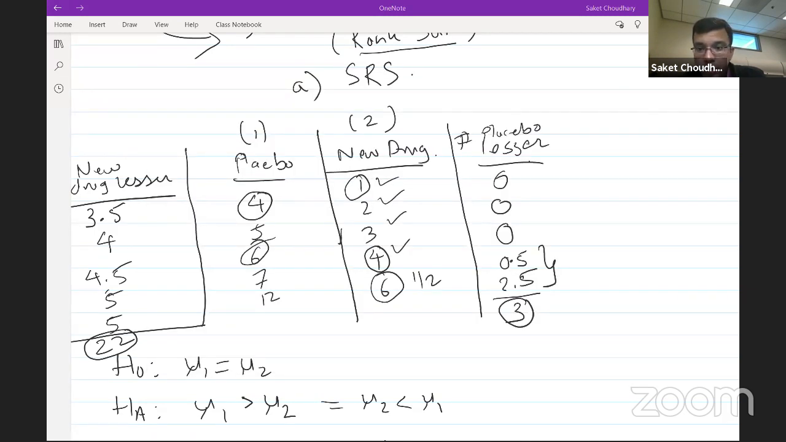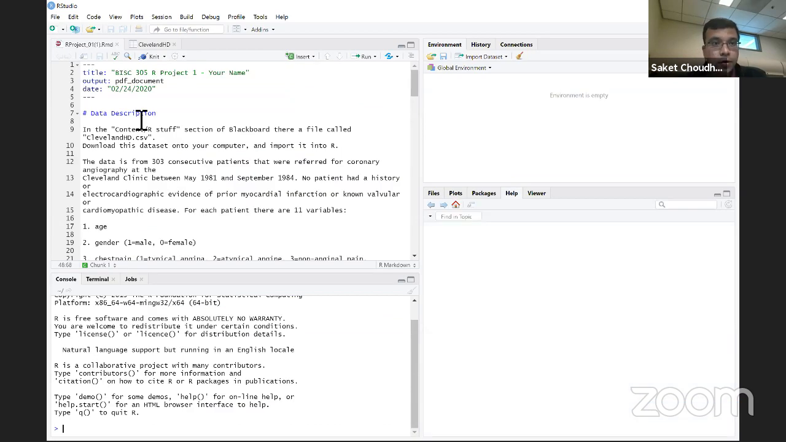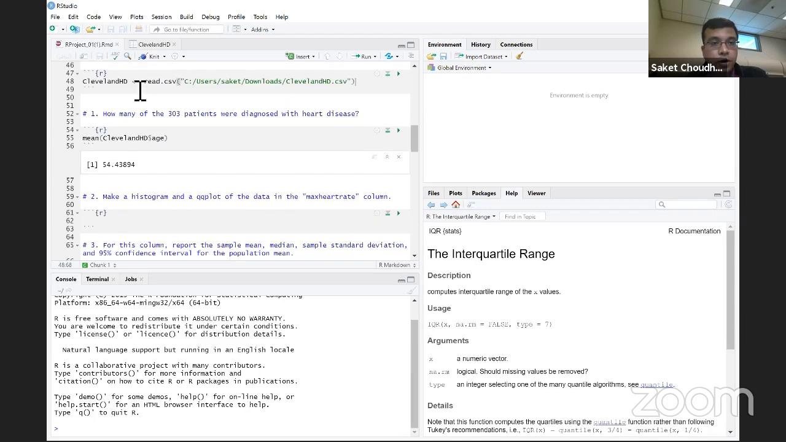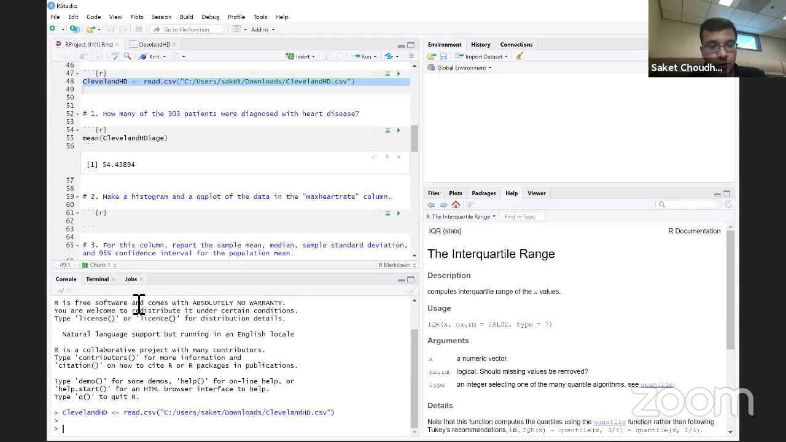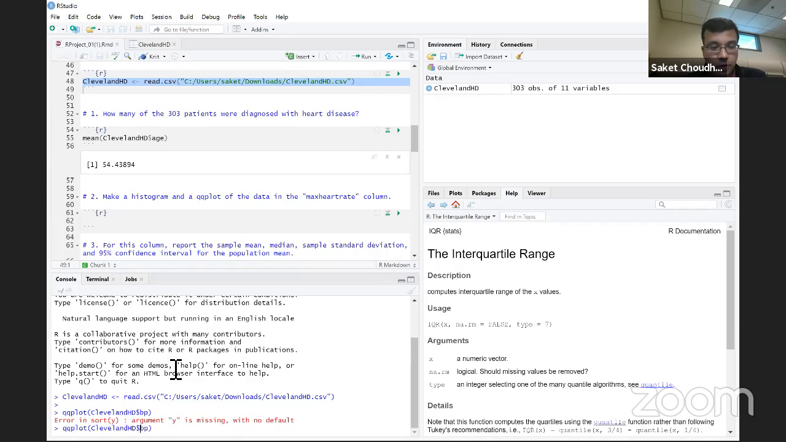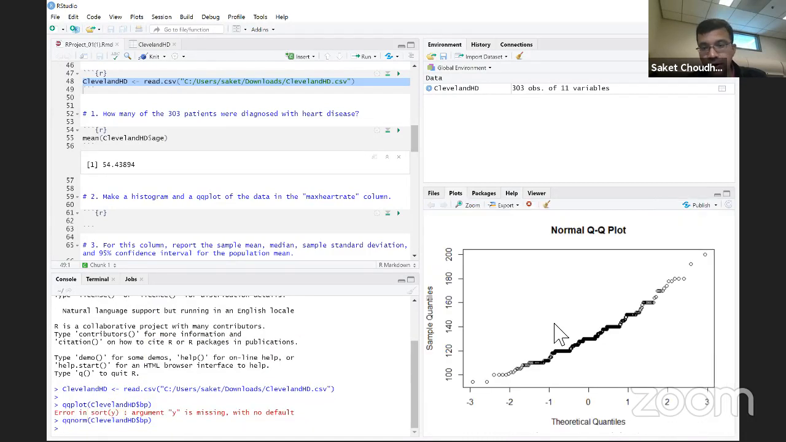Okay, hopefully you'll be able to see my R screen. Let's say you have this data, Cleveland HT. I'm going to use my console for now. One way to plot is you do QQplot, Cleveland HT, and let's say BP. This is the QQ plot. So you see a line here, and yes, you're right, I can't really figure out whether this is a straight line or not.